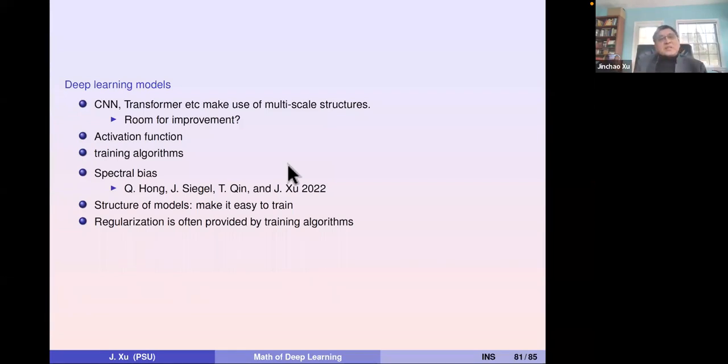This depends on the choice of activation function, training algorithm, and also something called the spectral bias, on which we recently finished a paper, which is different from what the community knows. And the structural model and all that. You have to design the multigrid, the multi-scale way, in a very complementary, optimal way. For me, I see there's a lot of room for improvement, but my computer science friends would disagree with me. They say this has been done. Well, transformer, these days people are quite active on that.